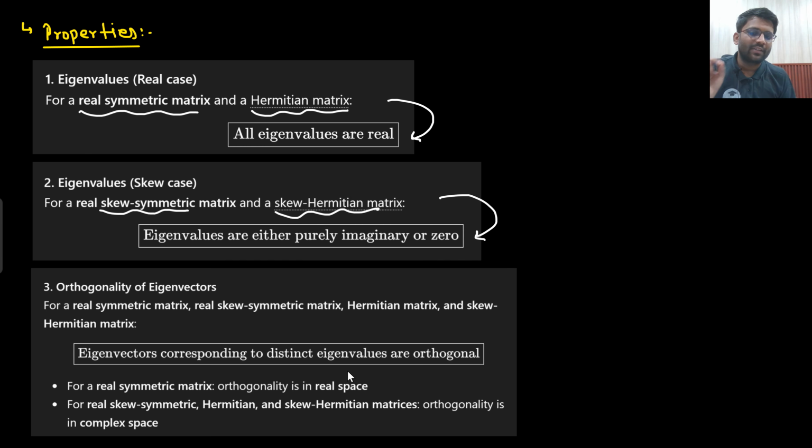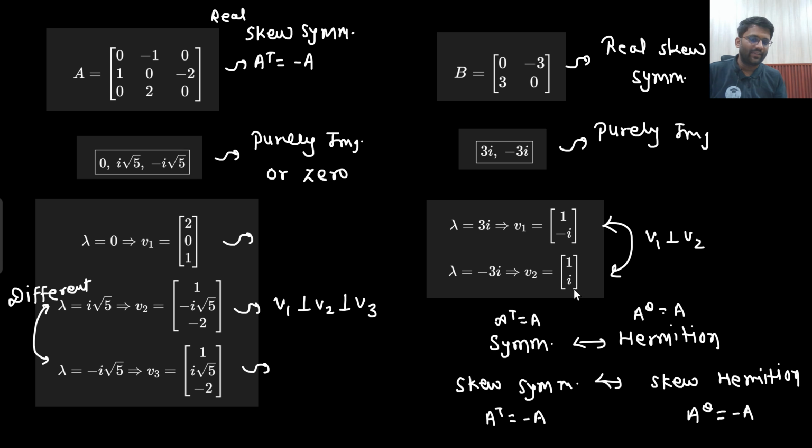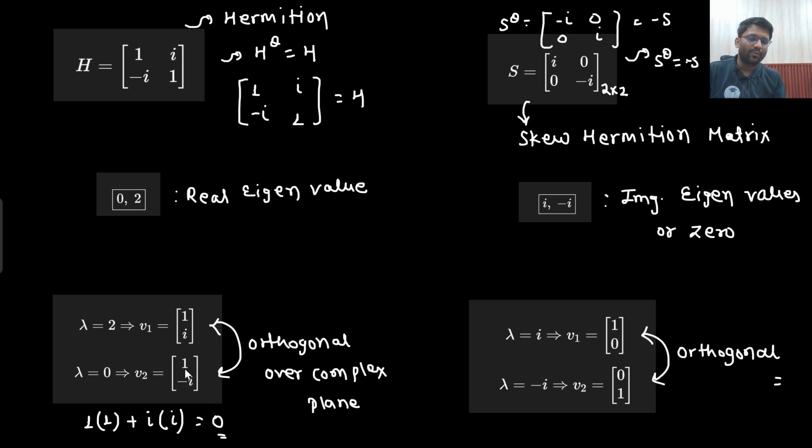What about orthogonality? Eigenvectors corresponding to different eigenvalues are always orthogonal to each other for all the cases. For real symmetric as well, for Hermitian as well, for skew symmetric as well, for skew Hermitian as well. For all the cases, eigenvectors will be orthogonal to each other, but in case of real symmetric matrix, they will be orthogonal in real space, and in case of others, they will be orthogonal in complex plane. You can see that here the vector came out to be complex, here complex, here complex. Here luckily they came out to be real, but they could be complex as well. So it will be orthogonal over complex plane. And why will they come out to be complex?